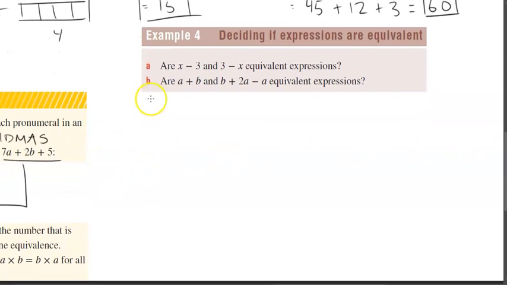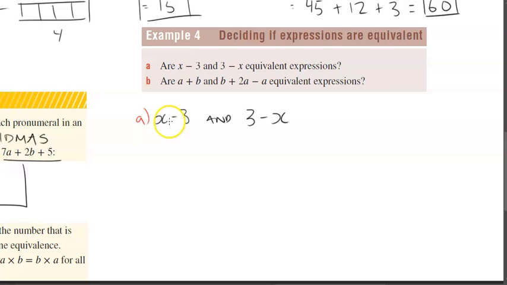The last example, before I show you which questions you need to do, is where we're going to decide if certain expressions are equivalent. The first one here, we have two expressions: x minus 3 and 3 minus x. What we want to see is whether, no matter what x value you put in, these will provide the same solution.